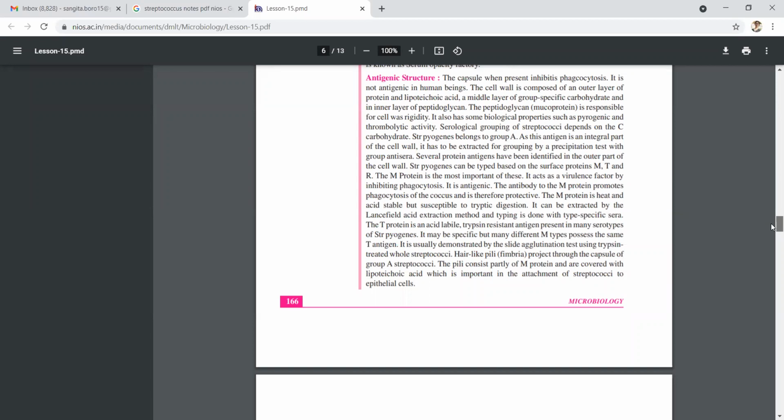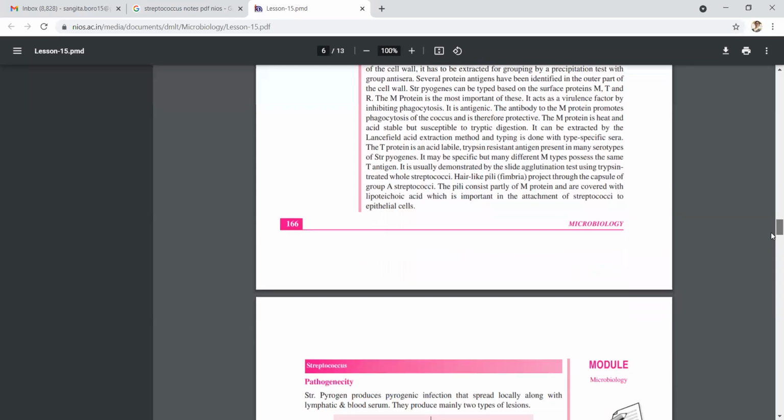The M protein acts as a virulence factor by inhibiting phagocytosis. It is antigenic in nature. The antibody to the M protein promotes phagocytosis of the coccus and is therefore protective. The antibody which is produced for this is protective. It can be extracted by the Lancefield acid extraction method, and the typing is done with type-specific sera.